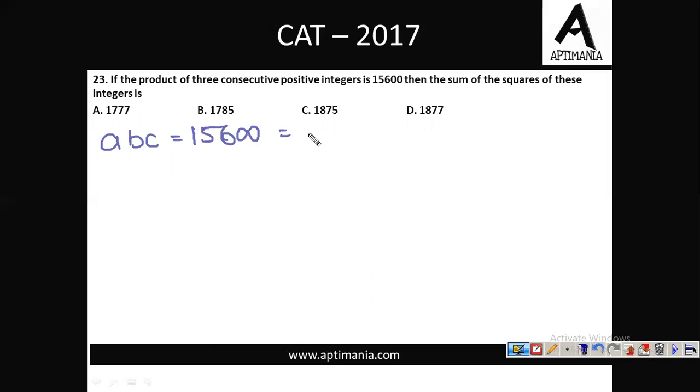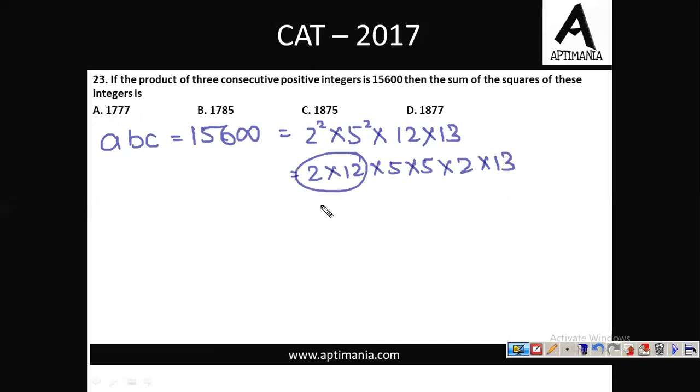If we prime factorize this value 15600, we'll have 2 square into 5 square, which is 100, and 156 can be prime factorized as 12 into 13, right? Also, what we need to take care of is that we are looking for three consecutive numbers. So in that case, this 2 can be split into 2 into 12. The second is 5 into 5, 5 square, and this 2 can be given to 13, 2 into 13. This will be 2 into 12, which is 24, 5 into 5 is 25, and 2 into 13 is 26. So the three consecutive numbers that we were looking for are 25, 24, and 26.